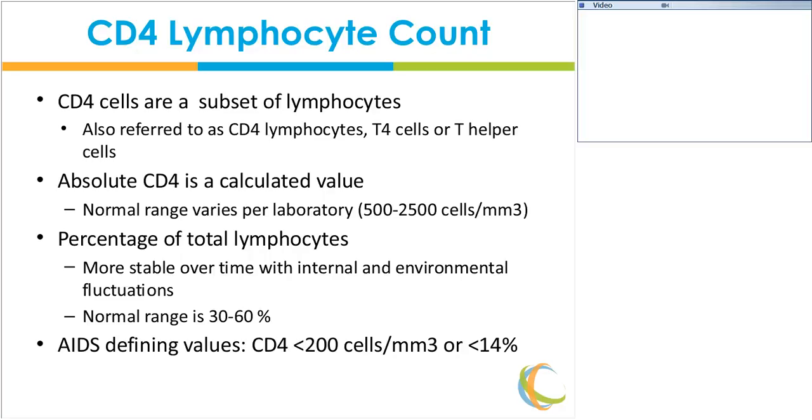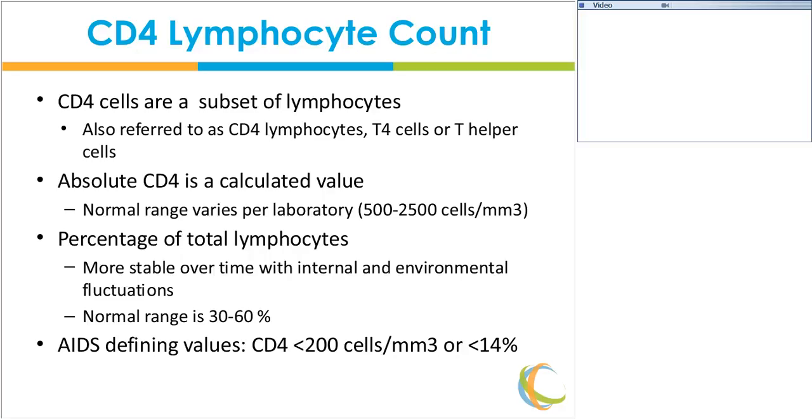I wanted to mention here that there is a certain definitive marking place when a patient moves from HIV disease into the category and diagnosis of AIDS. A diagnosis of AIDS is defined as an absolute CD4 cell count of less than 200 or a percentage CD4 count less than 14%.